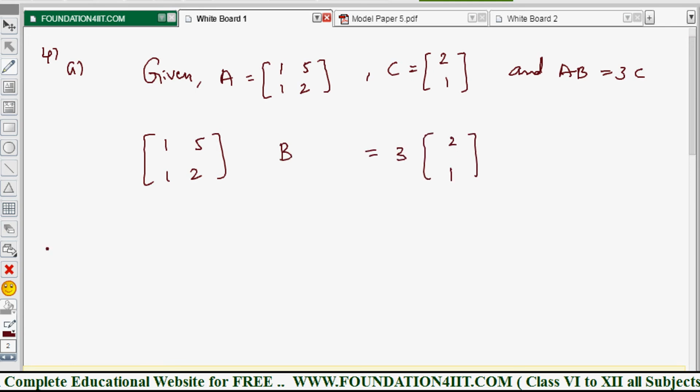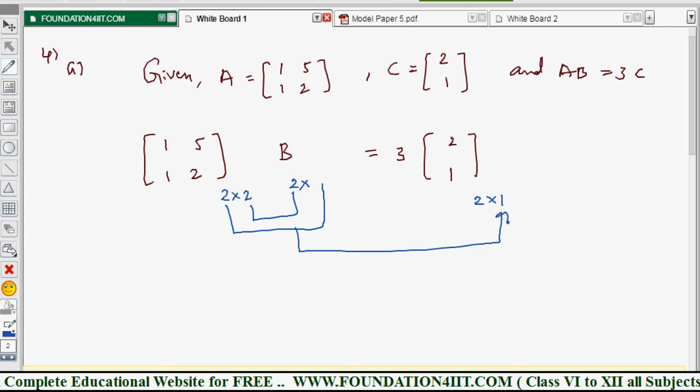So 2, 1. Let me write the given orders first. A is 2 rows, 2 columns, and C is 2 rows, 1 column. B should start with 2 rows, because the middle two numbers should always be the same, and the other two give the answer. The result is 2 by 1, compulsory, because our result is 2 by 1. The first matrix's columns and the second matrix's rows should be equal, and the remaining rows and columns should equal the resultant matrix. That means matrix B is 2 rows and 1 column.